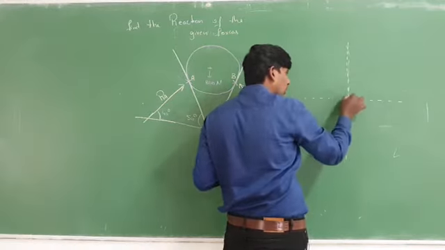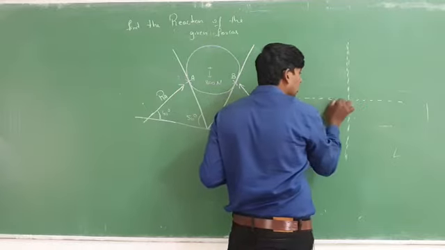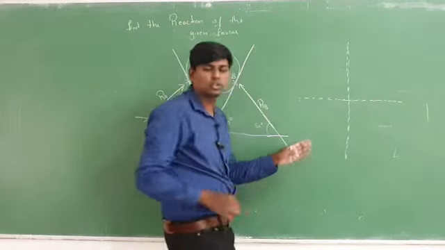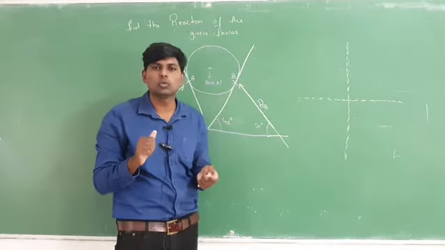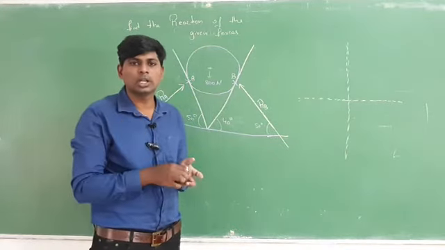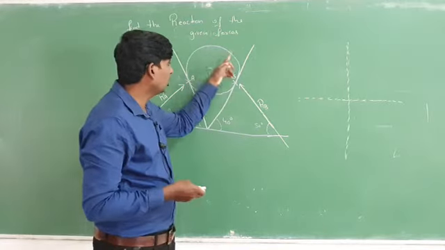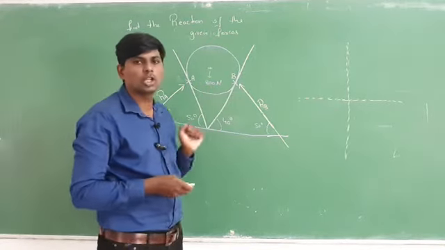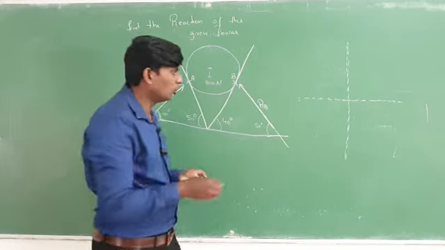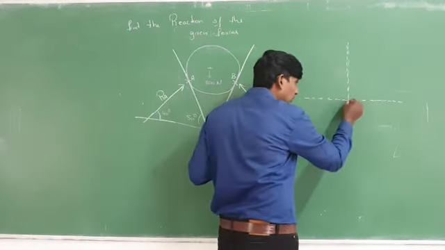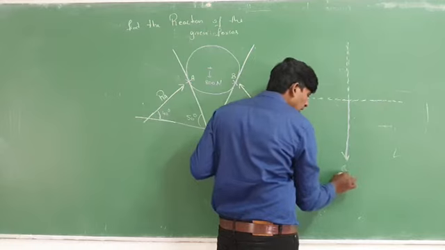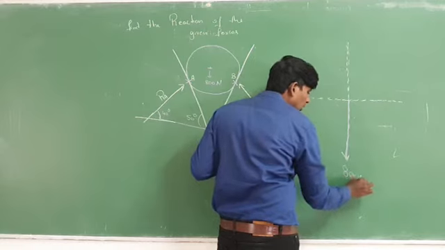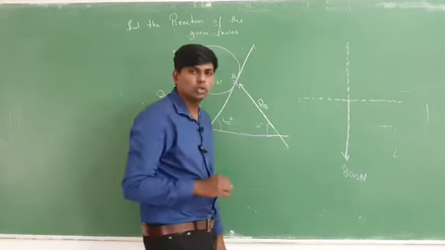This one is your y axis and this one is your x axis. First you have to draw the y axis and x axis. After that you have to focus on the weight of the sphere. How much weight is there? 800 Newton. First try to draw the vertically downward self weight, which is 800 Newton.